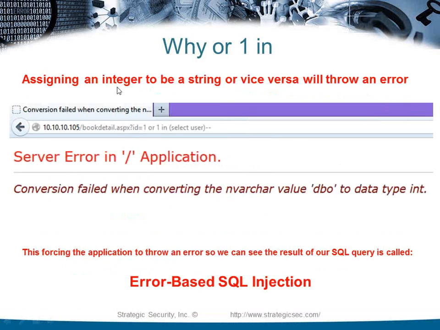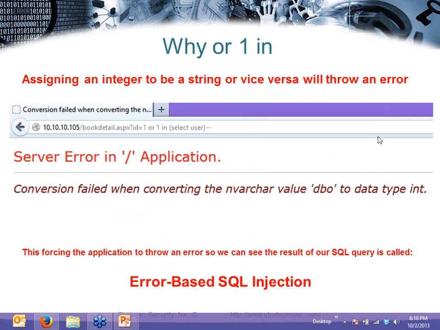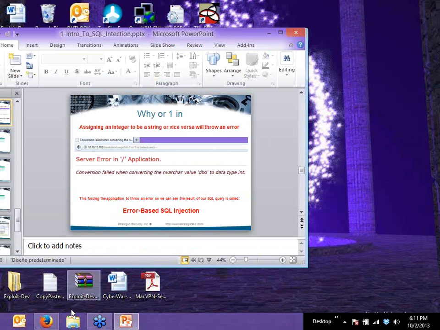Because if you look at what's going on here, assigning the integer to be a string will throw an error. And what you're going to get is this: conversion failed when converting the nvarchar value of DBO. See that? That's the result of the select user statement into data type int. So forcing the application to throw an error, we can see the result of the SQL query. This is called error-based SQL injection. So let's say we take a look at the website.